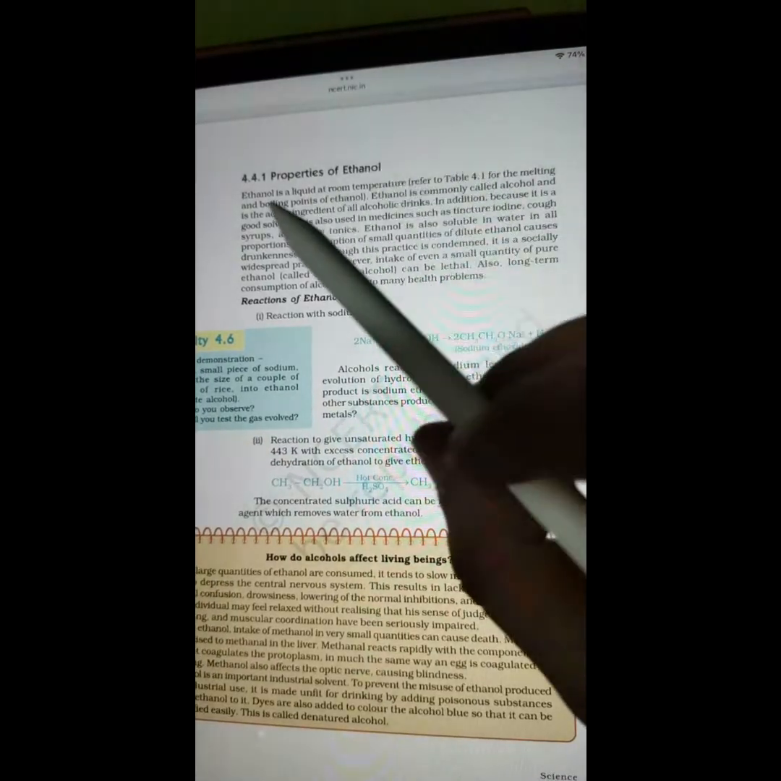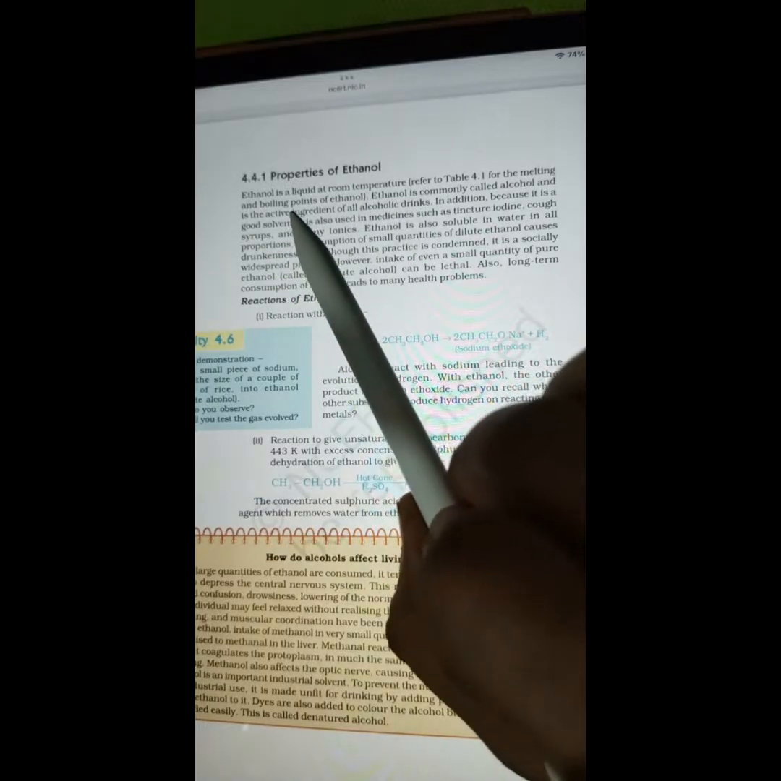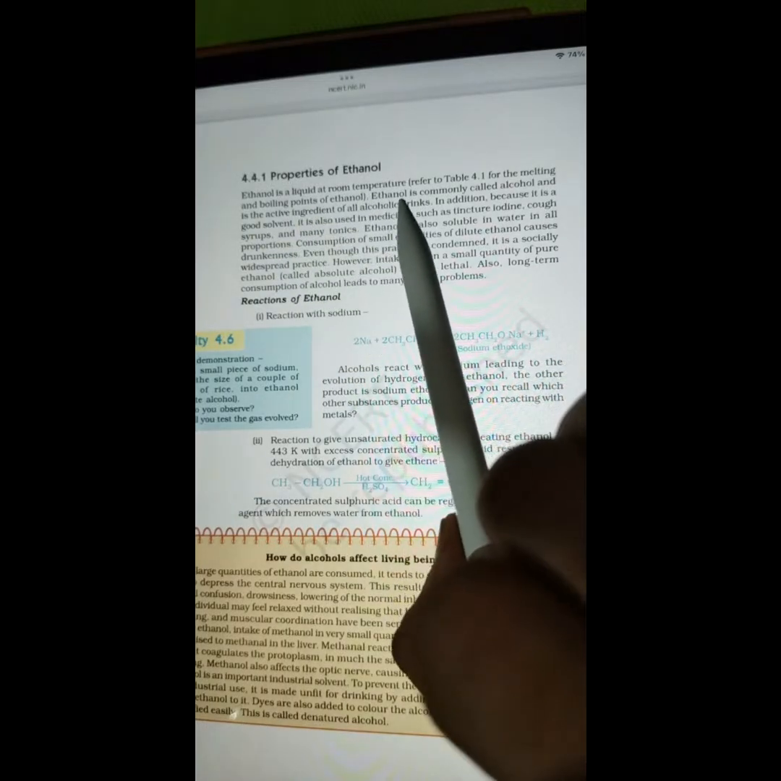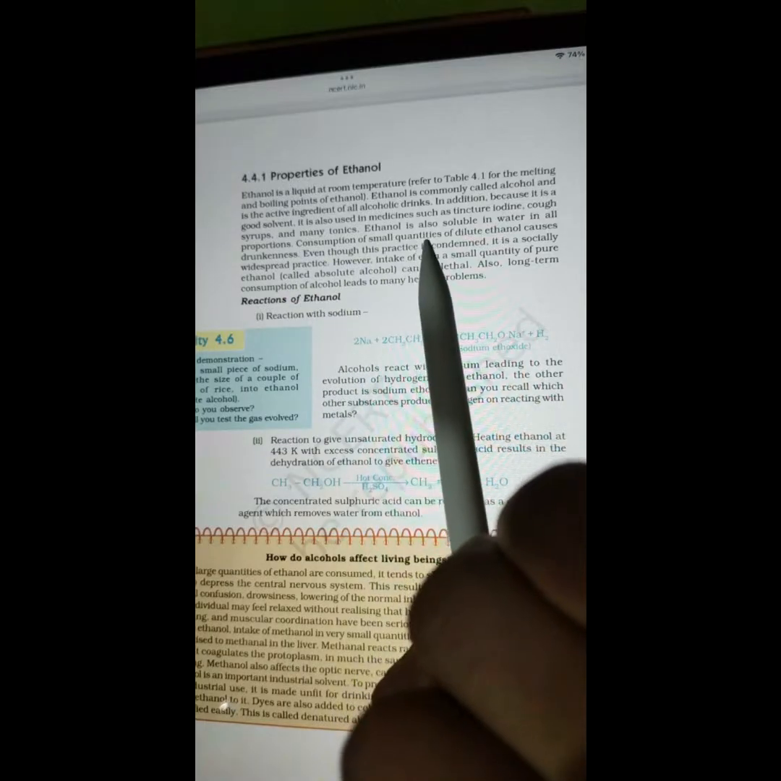Next page now, 4.4.1 Properties of ethanol. Ethanol is a liquid at room temperature. Refer to table 4.1 for the melting and boiling points of ethanol. Ethanol is commonly called alcohol and is the active ingredient of all alcoholic drinks. In addition, because it is a good solvent, it is also used in medicines such as tincture iodine, cough syrups, and many tonics. Ethanol is also soluble in water in all proportions.